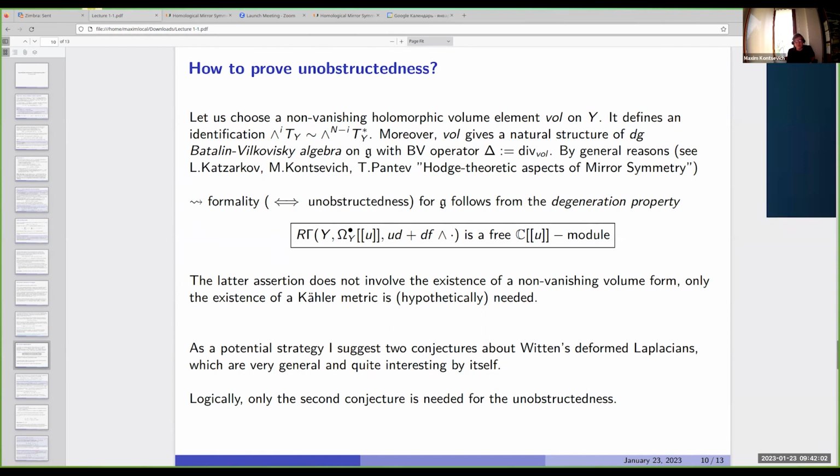What we really need here is only, hypothetically, the existence of a Kahler metric. So we have to prove this Frobenius result, and I propose some strategy and two conjectures about Witten's deformed Laplacians from the late 80s. These conjectures are very general and quite interesting by themselves. And if I analyze the logic, what follows from what, with some inequalities, in fact only the second conjecture is needed for unobstructedness. The first one is just for its beauty, but it's not really needed.